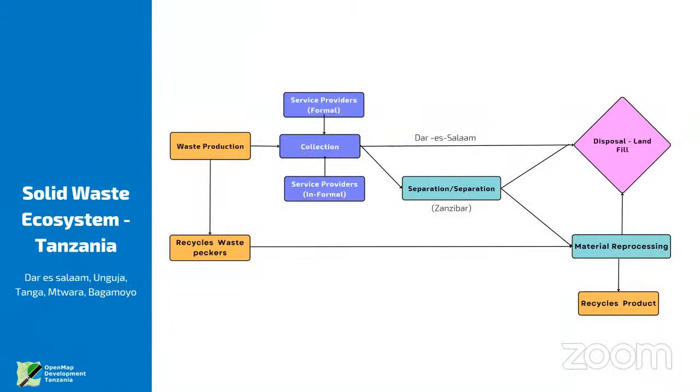So generally, you might wonder how waste is collected in our country. The waste comes from waste production, which is either household or business areas. And then there are two ways. It goes from the waste production to the collectors, which can be formal or informal, then goes directly to the landfills, or from the waste collectors, formal or informal, it goes to separation. This is specifically happening in Zanzibar. Some of the waste will be processed and recycled, and some of the waste will be disposed of directly at the landfills.